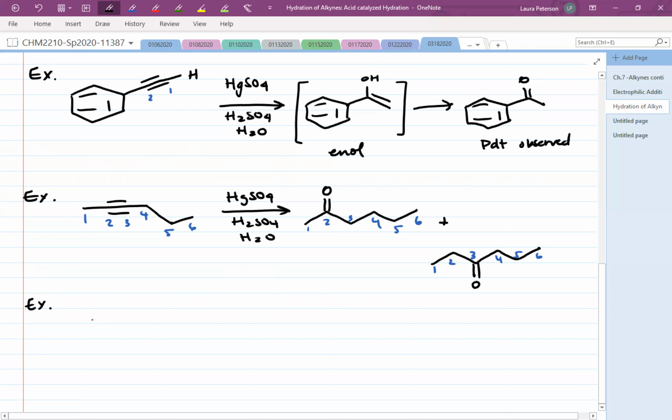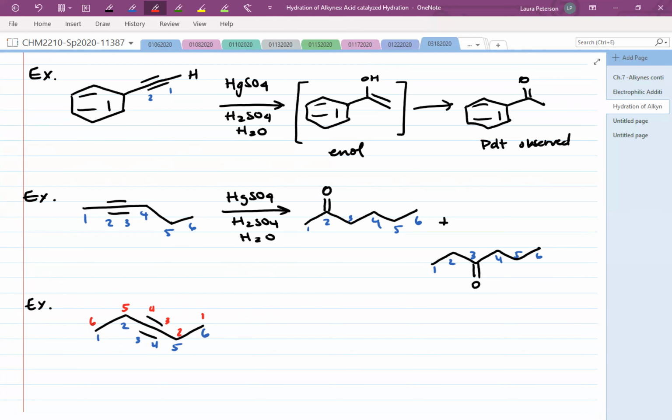Like, for example, what if we had this alkyne? So now carbons 3 and 4 are indistinguishable from one another, because if I were to count the carbon chain in the other direction, I would see that I have the same molecule. I have an alkyne between positions 3 and 4. So both carbon 3 and carbon 4 have an ethyl group hanging off of it.